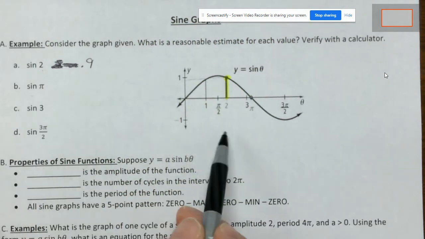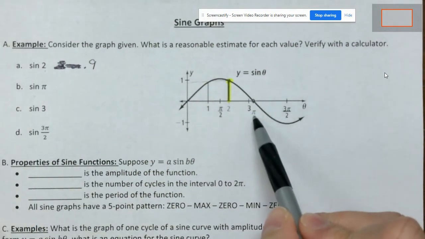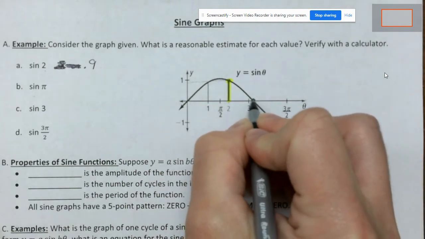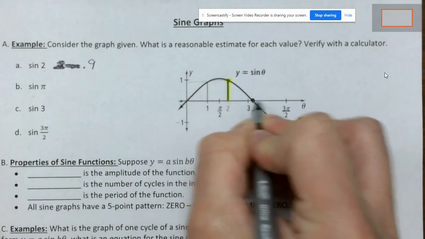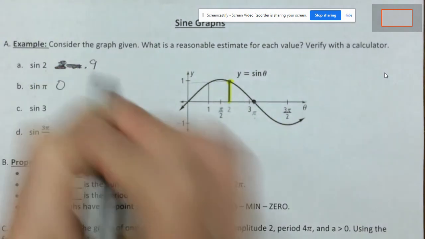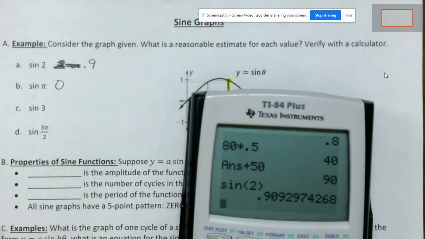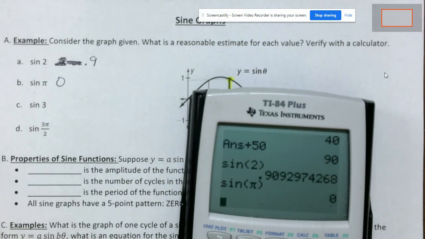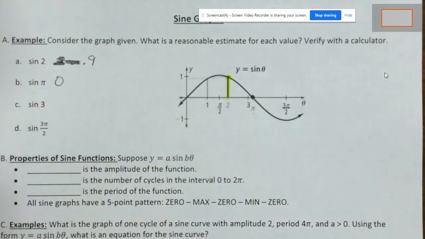All right, let's do the sine of pi. You can see that pi is labeled here. For pi, that's going to be this dot right here. Well, the y value on the x-axis is 0. So the sine of pi is 0. Let's check and see if we're right. The sine of pi is 0. We are correct.